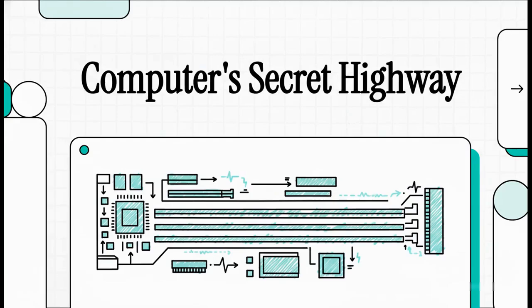Have you ever stopped to wonder how all the different parts inside your computer actually talk to each other? Well, today we're going to peel back the cover and look at one of the most critical but often invisible parts of the whole system, the computer bus. You can think of it as the secret highway that keeps everything moving.